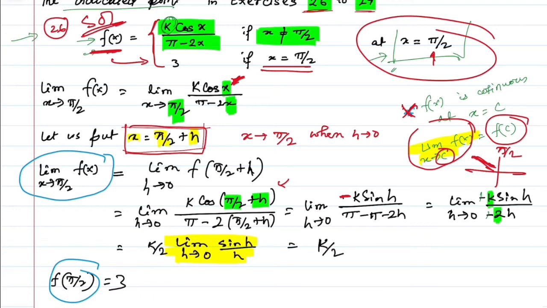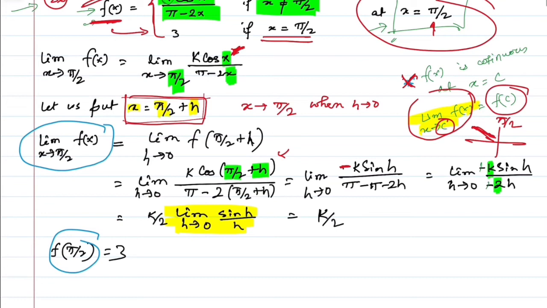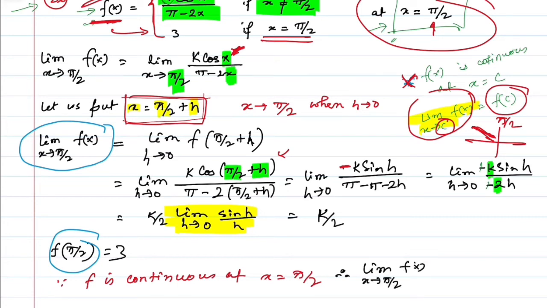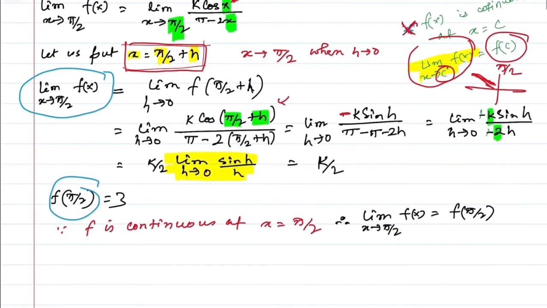So here you can write, let me scroll down, since f is continuous at x is equal to pi by 2, therefore you can write limit x tends to pi by 2 of f of x must be equal to f of pi by 2, which implies k by 2 is equal to 3.